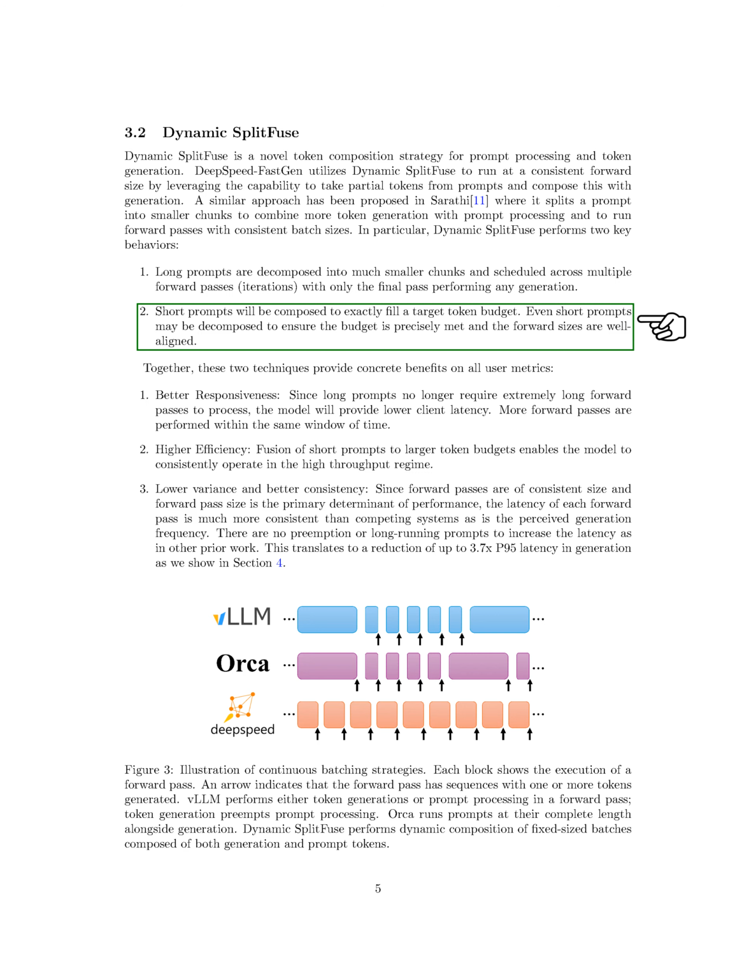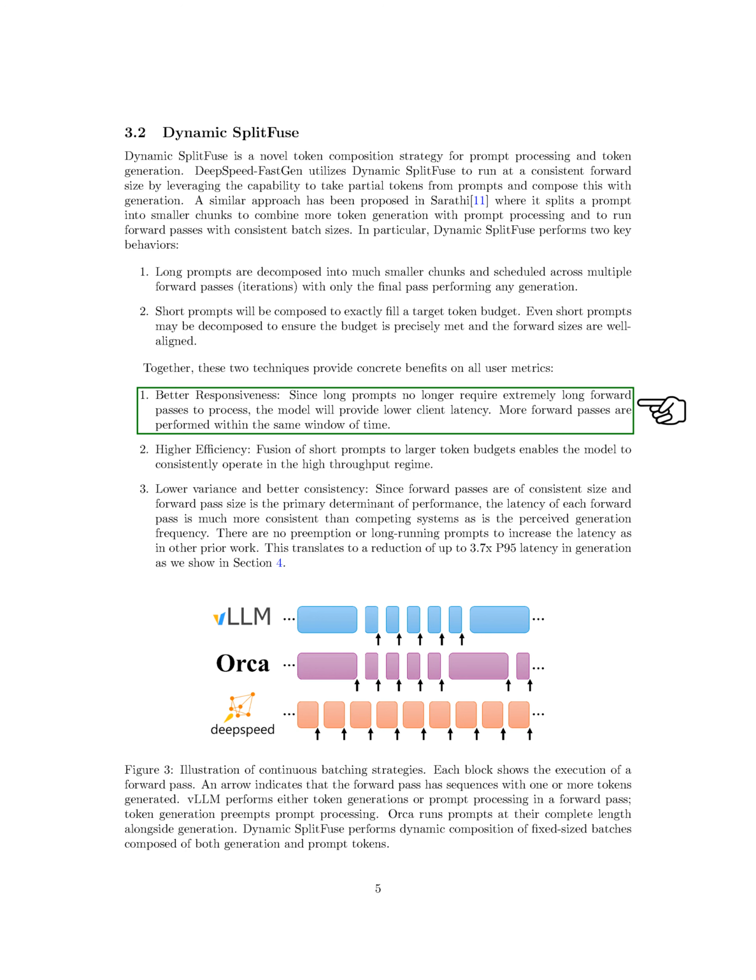This strategy offers several benefits. It improves responsiveness, as long prompts no longer require lengthy forward passes to process, reducing client latency. It also increases efficiency, as combining short prompts into larger token budgets allows the model to operate consistently in the high-throughput regime. Furthermore, it reduces variance and improves consistency. Since forward passes are of a consistent size and this size is the primary determinant of performance, the latency of each forward pass is much more consistent than in other systems. This results in a reduction of up to 3.7 times in generation latency.